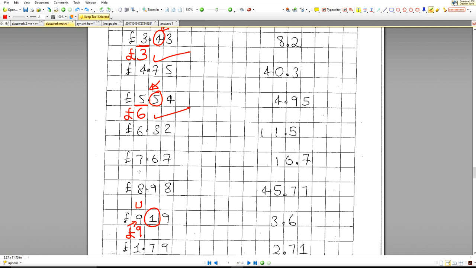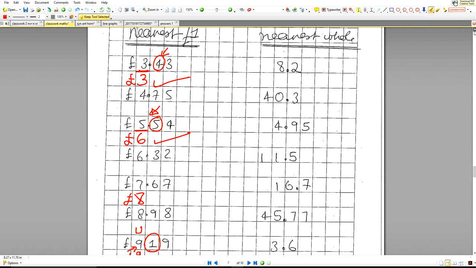Some students think they're really smart and they think they can write down 0.00s everywhere. So, oops, I got all of them. So £7.67 is £8. Okay, now let's have a look at the next column here. The next column we're going to be rounding to the nearest whole number. That's done in a similar fashion to the nearest pound.